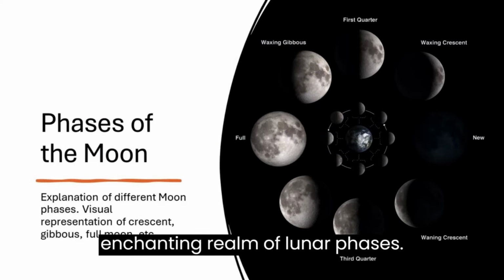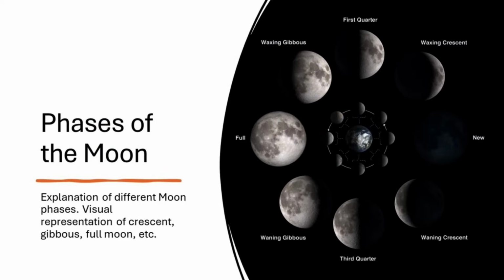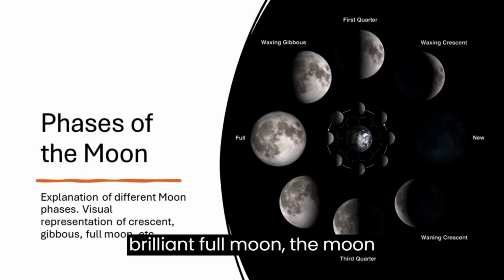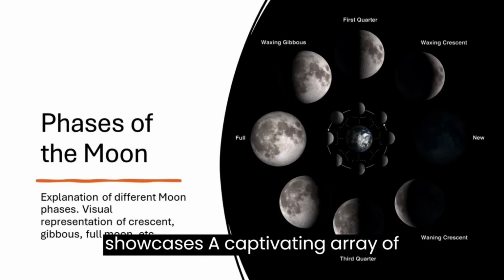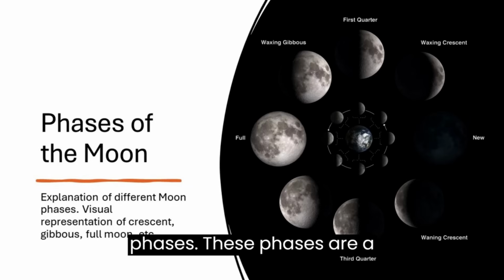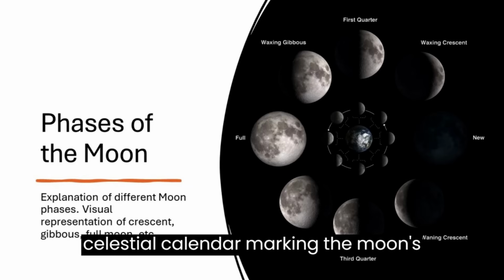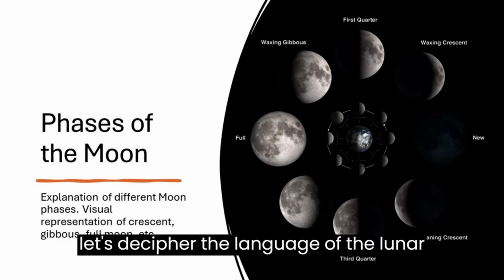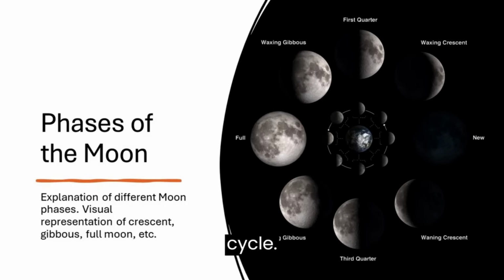Phases of the Moon. Enter the enchanting realm of lunar phases. From the slender crescent to the brilliant full moon, the Moon showcases a captivating array of phases. These phases are a celestial calendar, marking the Moon's journey around Earth. Together, let's decipher the language of the lunar cycle.